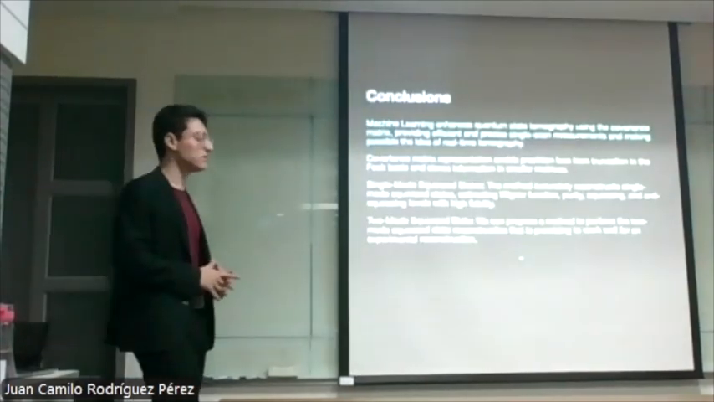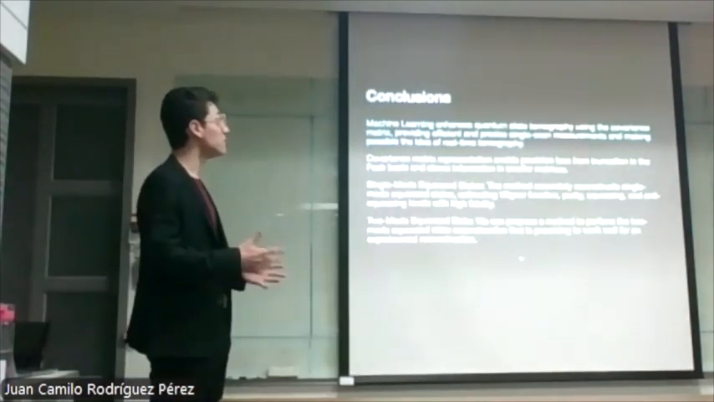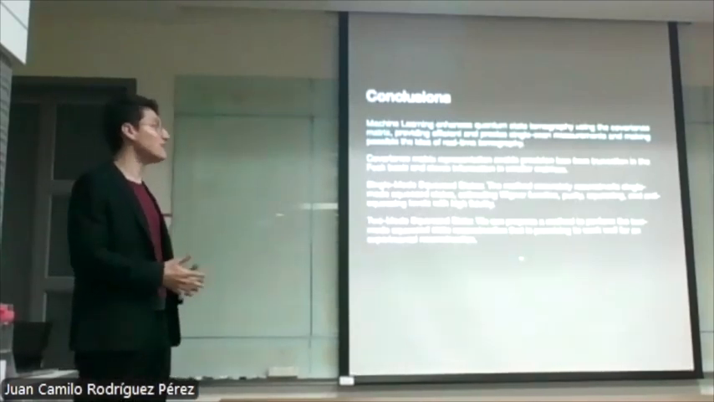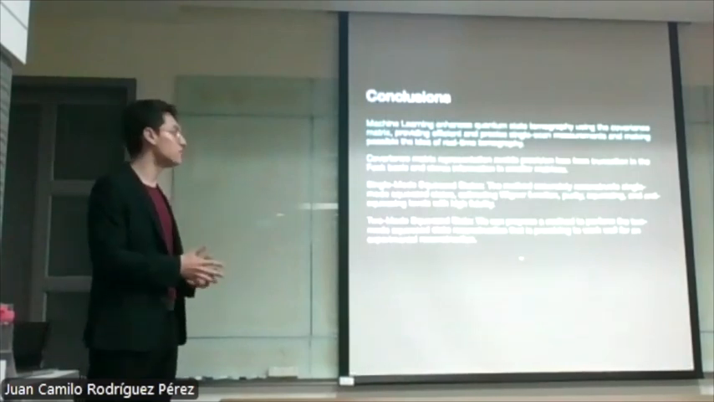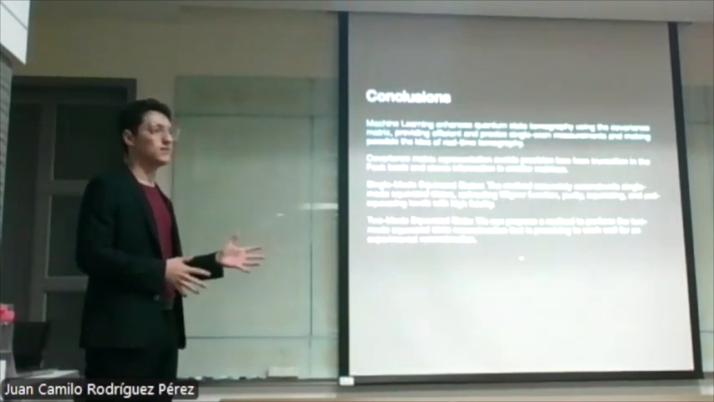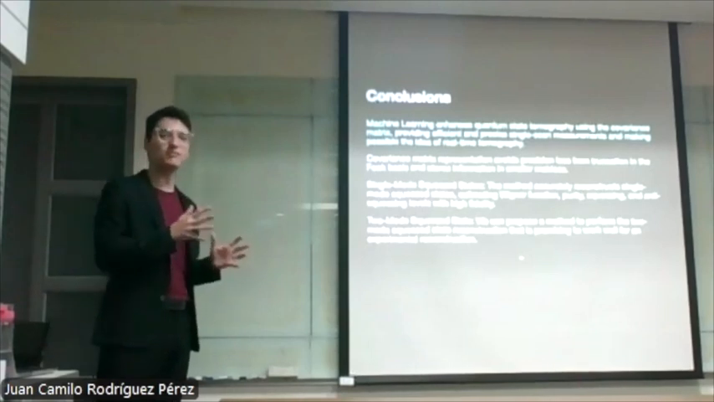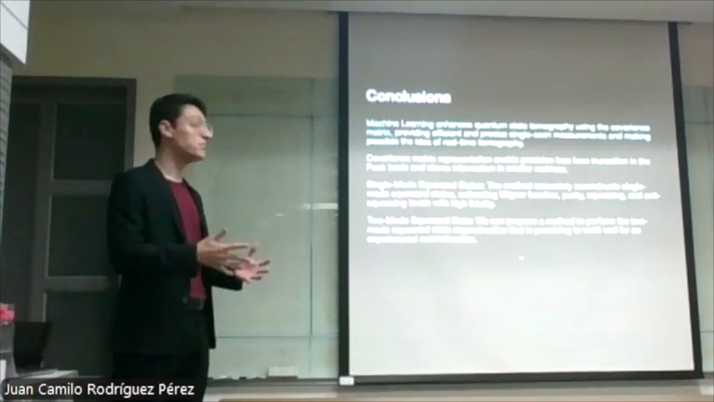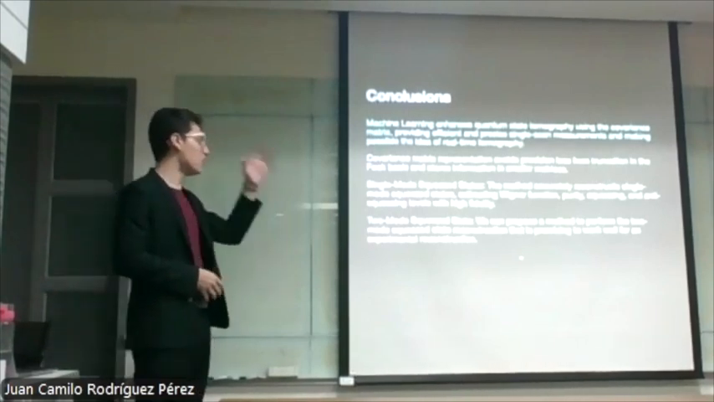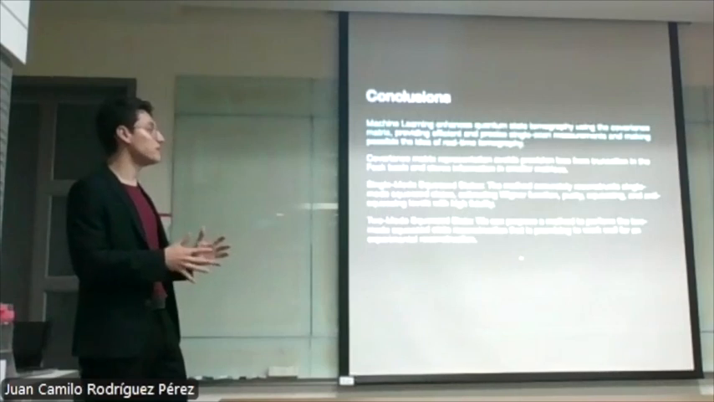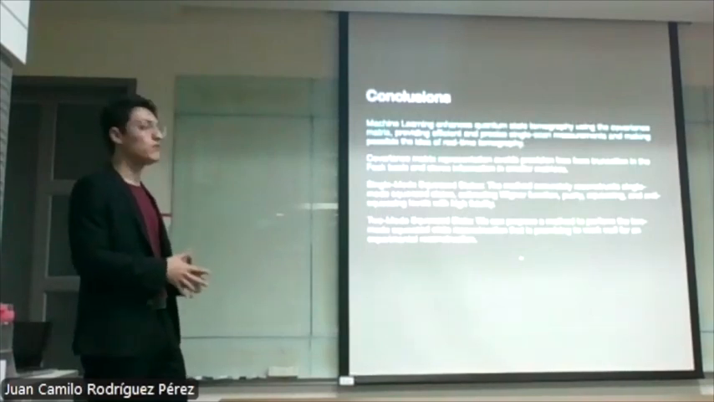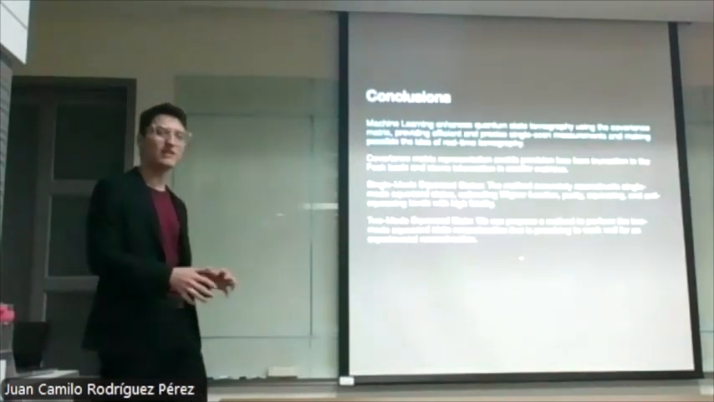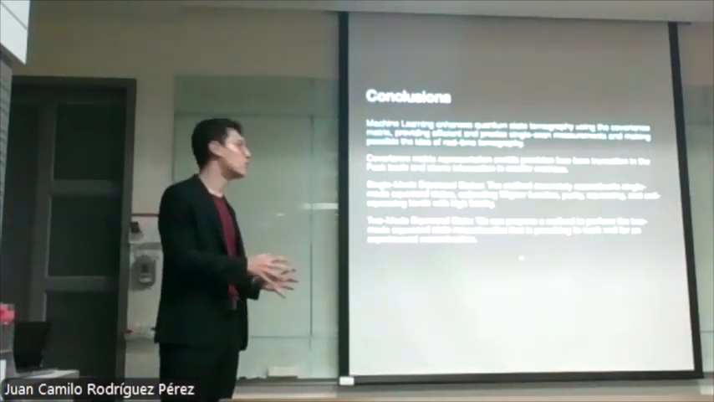As conclusions, I can say that machine learning enhances quantum state tomography by using the covariance matrix. It's efficient, precise, and fast because it can perform single-shot measurements. So we can think about the idea of real-time tomography, which cannot be done with other methods that are not machine learning based. Also, the covariance matrix representation can avoid loss of precision from truncation in the Fock basis, and it can store the information in smaller matrices that can fully capture the essence of the quantum state.